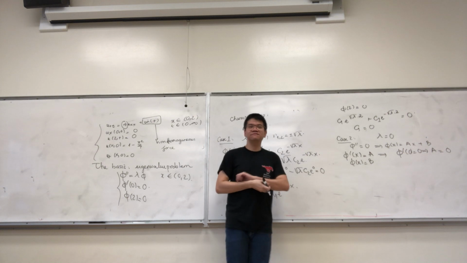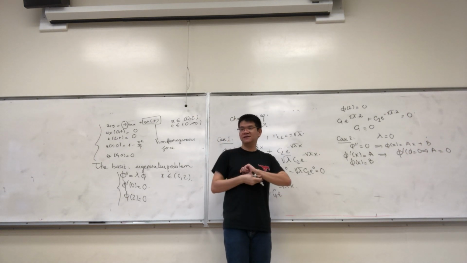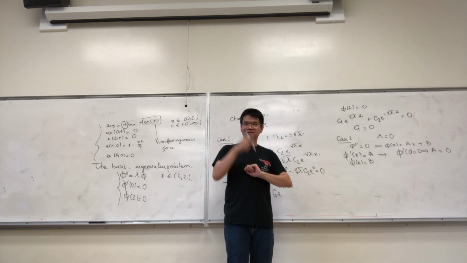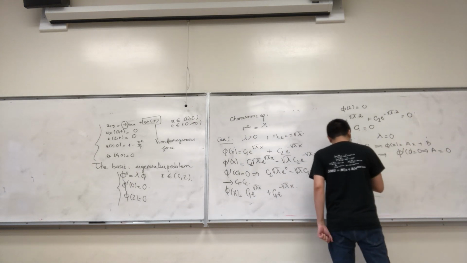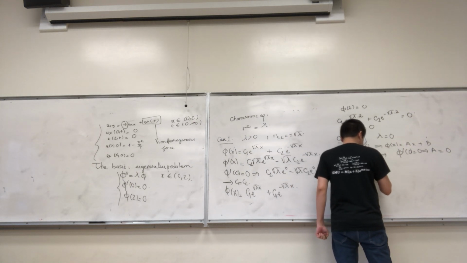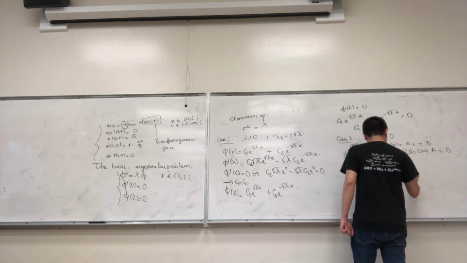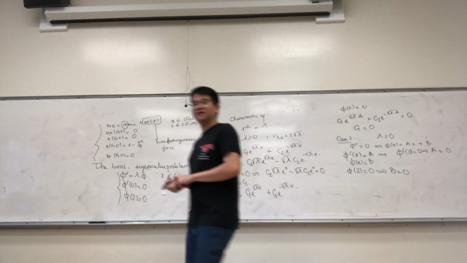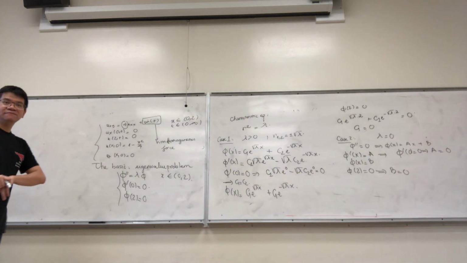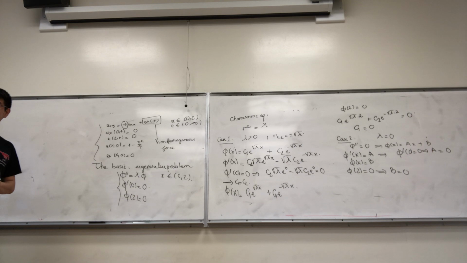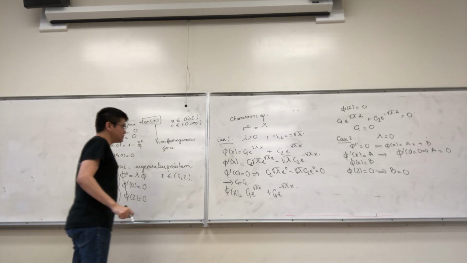What is the next step? You plug in the second boundary condition. So now you know that phi of 2 is 0, which means that b is 0. So in this case you don't have anything, right? Questions? Right, so case number 3.